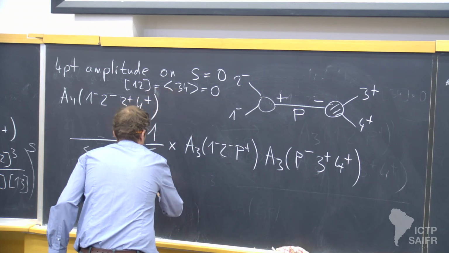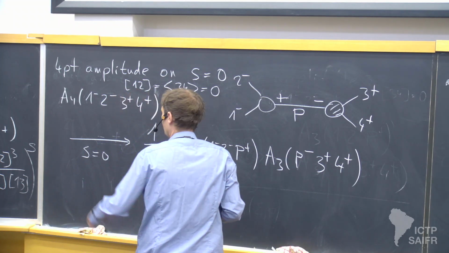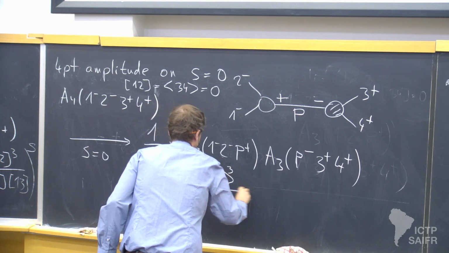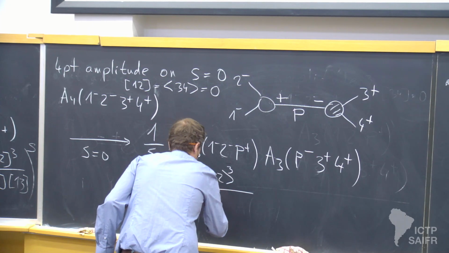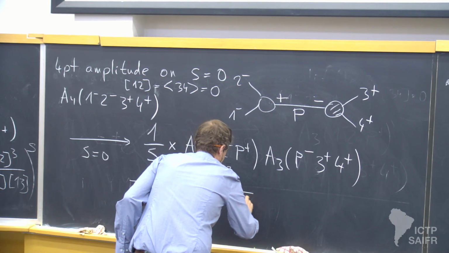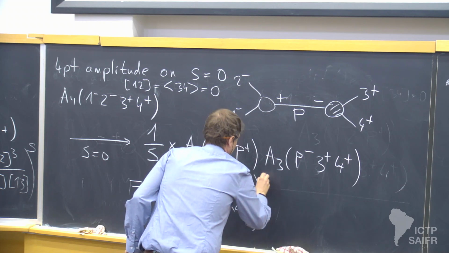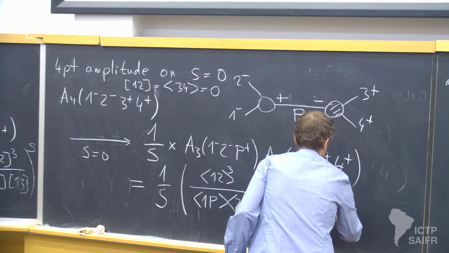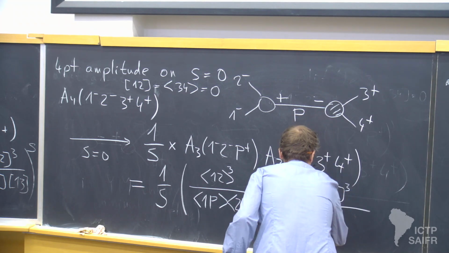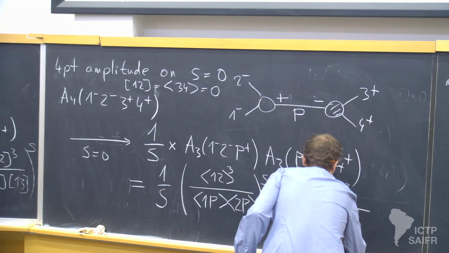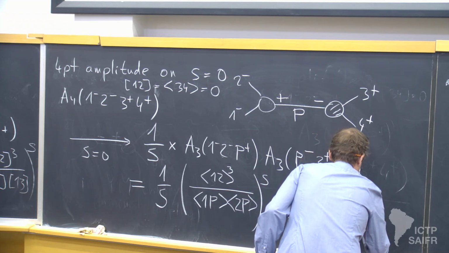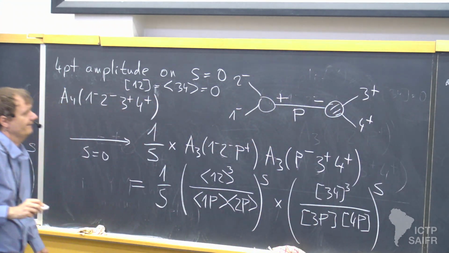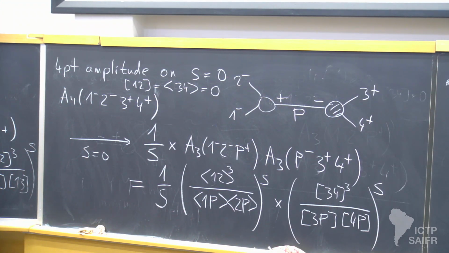So this is 1 over S. The 3-point amplitude here is ⟨12⟩ cubed over ⟨1P⟩⟨2P⟩ to the S, times [34] cubed over [3P][4P] to the S. Any questions? Yes.